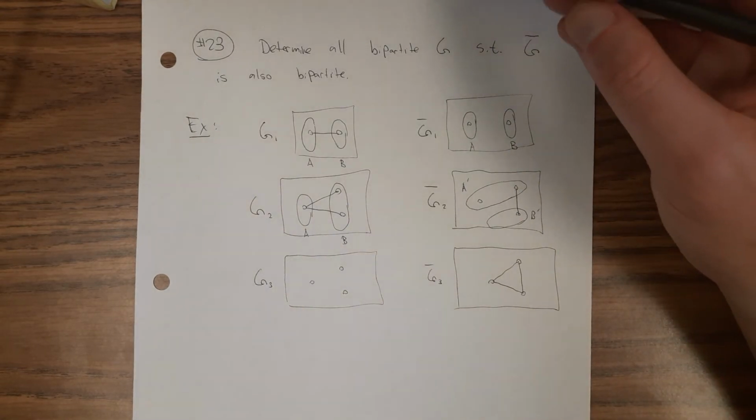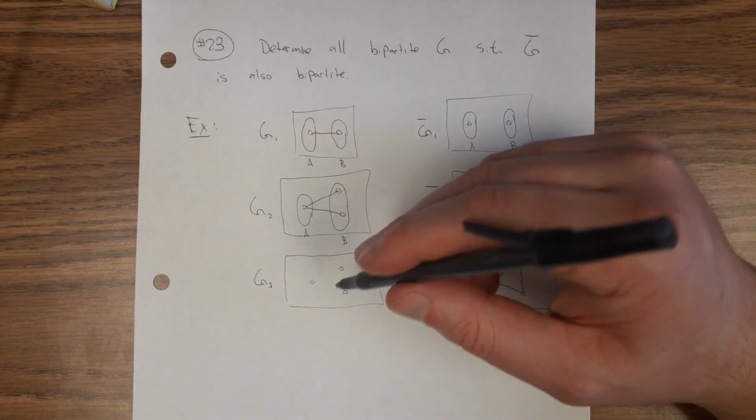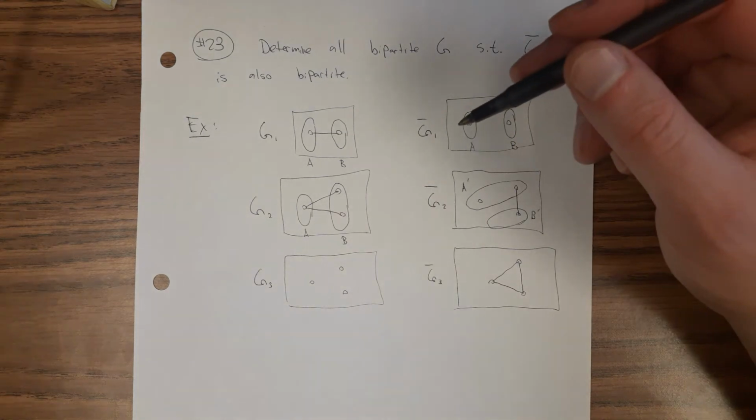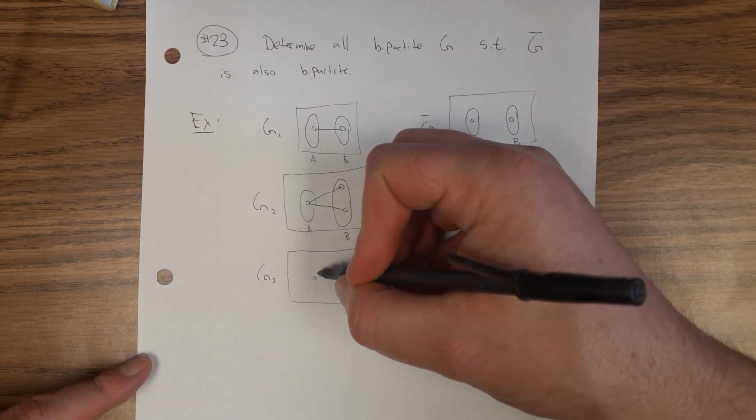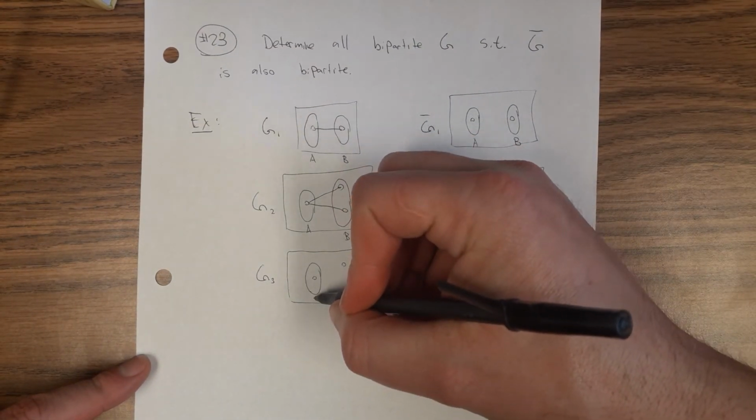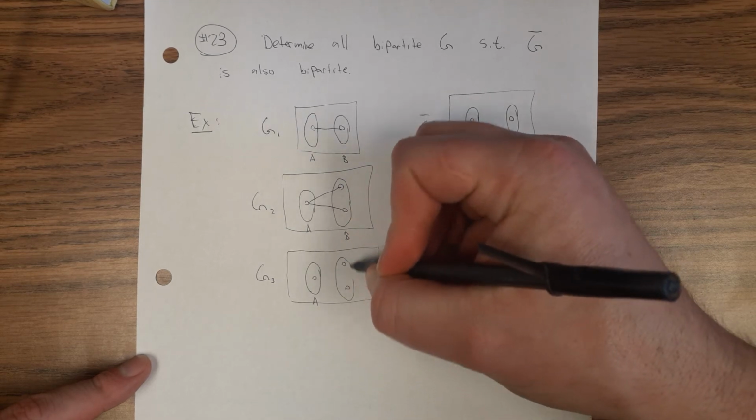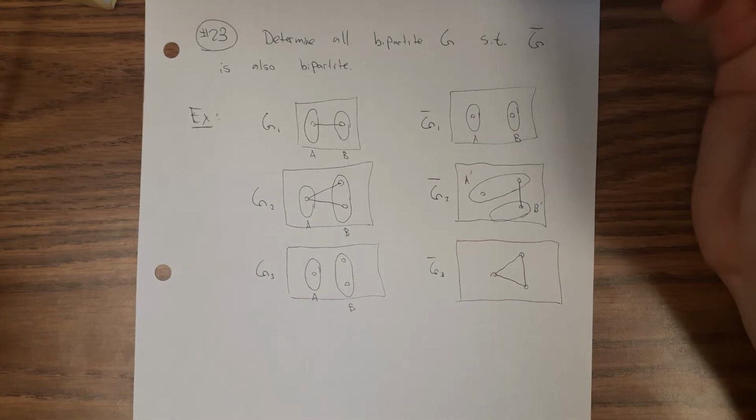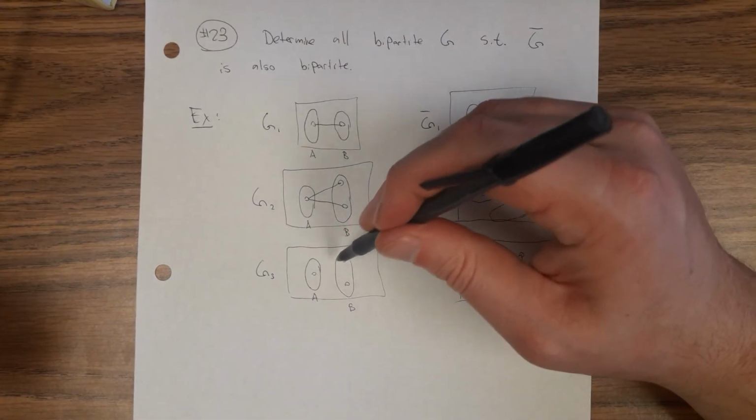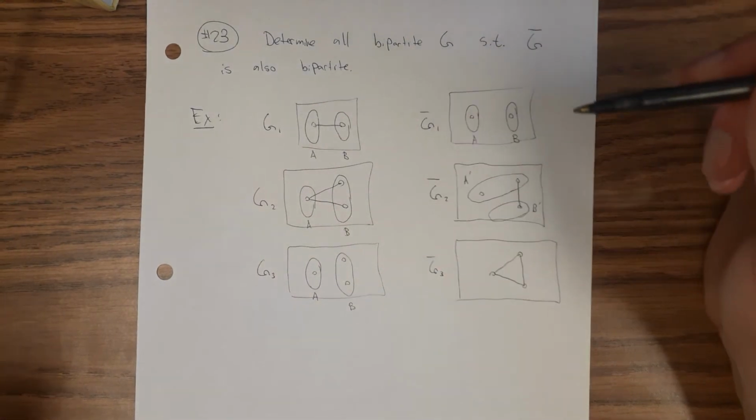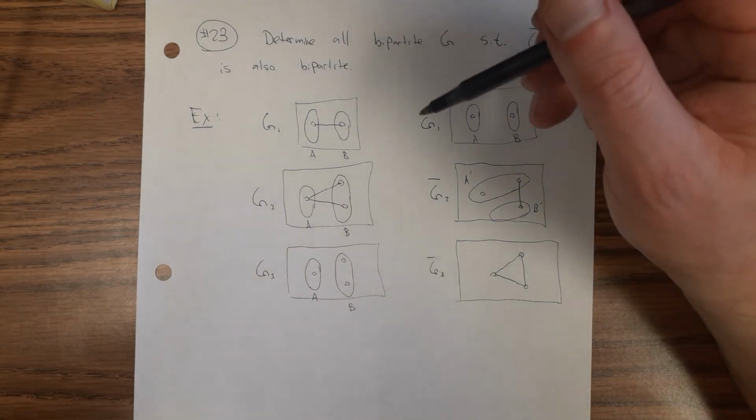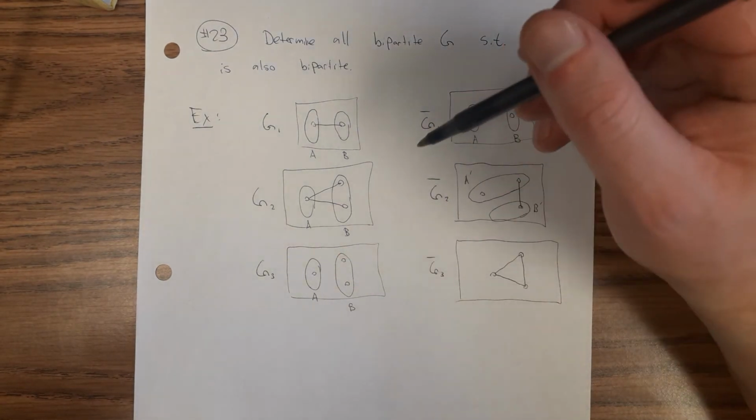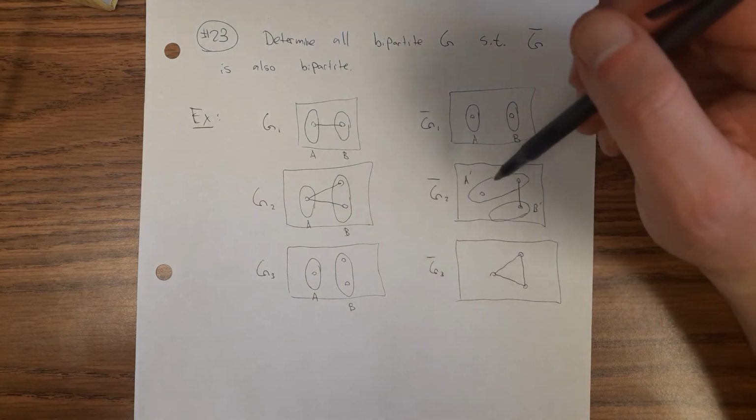G3 is bipartite. It's very easy for a graph that doesn't have any edges to be bipartite. I can kind of do whatever I want. If I call this A and this one B, once again, there are no edges, but all of them have one end in A and the other end in B. So sure, this is bipartite. Is its complement bipartite?